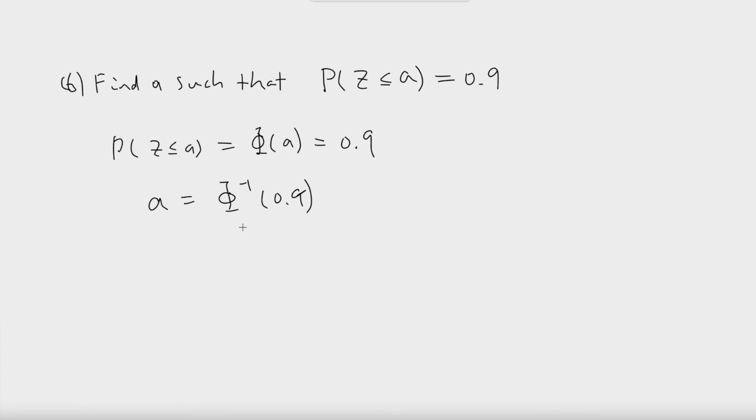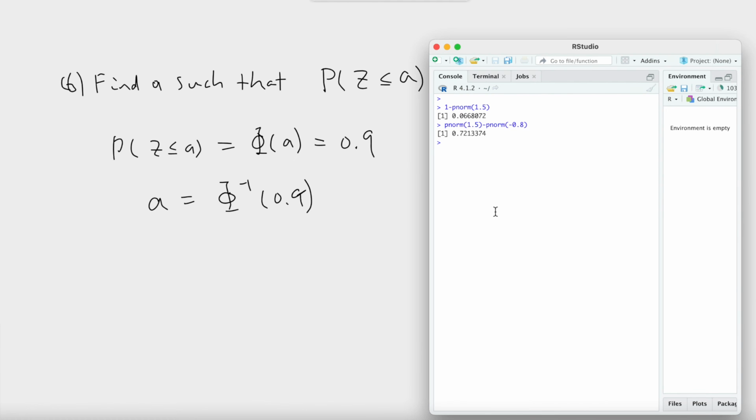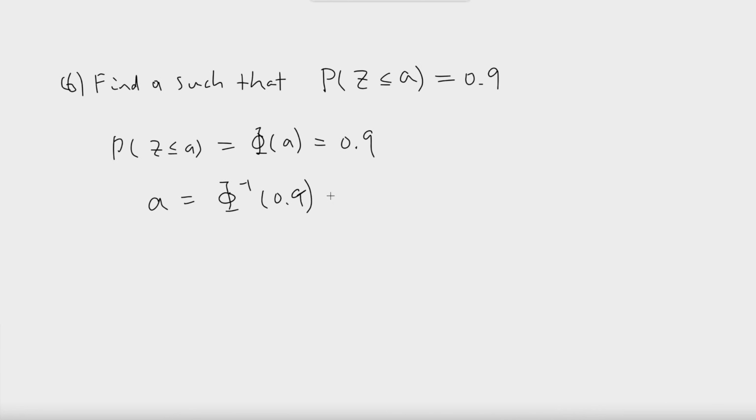Now how do we calculate this? We can calculate this using our function called qnorm. Let's do the calculation here. qnorm 0.9 is equal to 1.28. So this is equal to 1.28. Remember, we use the qnorm function in R.